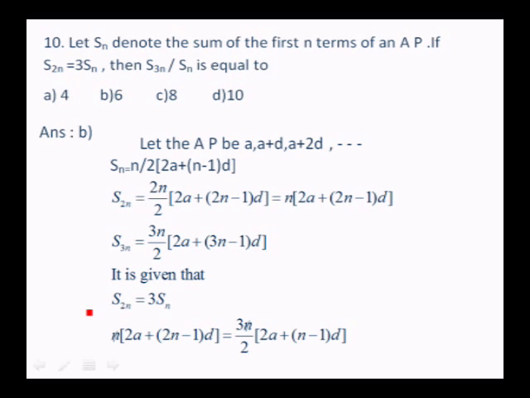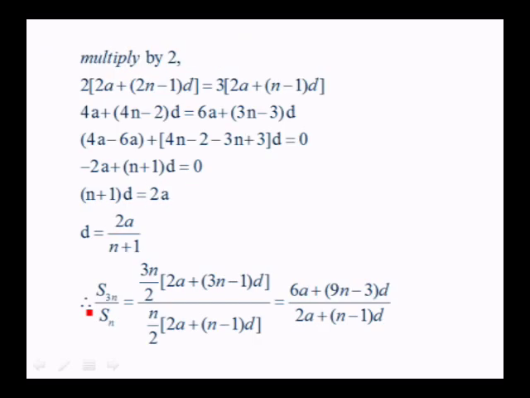ಈಗ he has given that S2n is equal to 3Sn. So use that. You know these two. n into 2a plus 2n minus 1 into d is equal to 3n by 2, 2a plus n minus 1 into d. So if you multiply by 2 and then simplify this one, you get n plus 1 into d is equal to 2a. So you have obtained the value of d. d ಅಂದರೆ 2a over n plus 1 ಅಂತ ಬಂದಿದೆ.